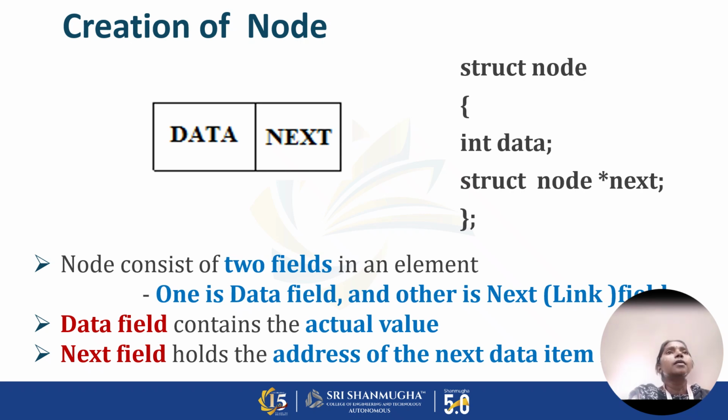In this box we have one field, data, and one, next. Data is the original data, and next is the next address field. Here the node consists of two fields: the data field contains the actual value and the next field holds the address of the next data item. This is the simple code. Here the structure is struct node, and we declare an integer as data and a struct node pointer for the next, to hold the address.